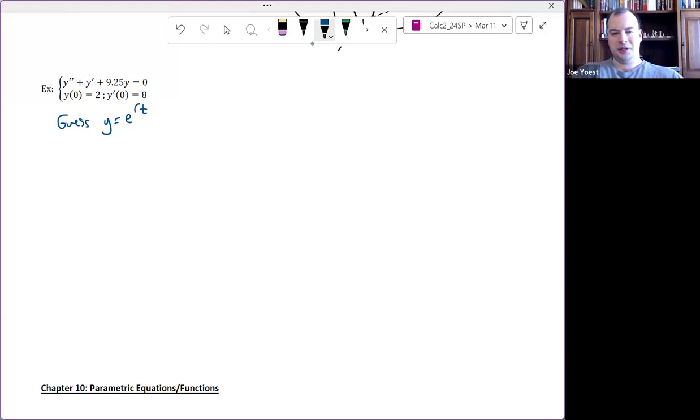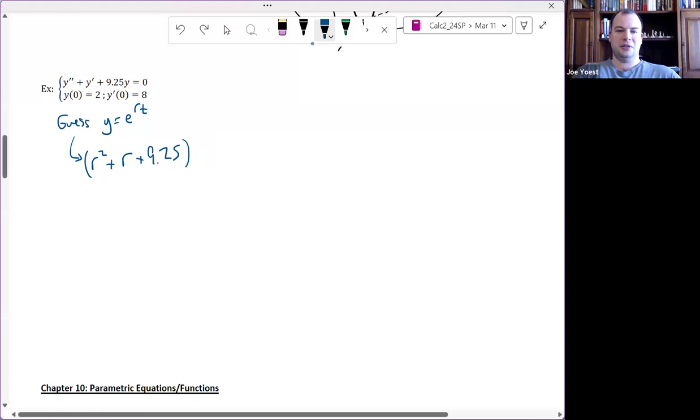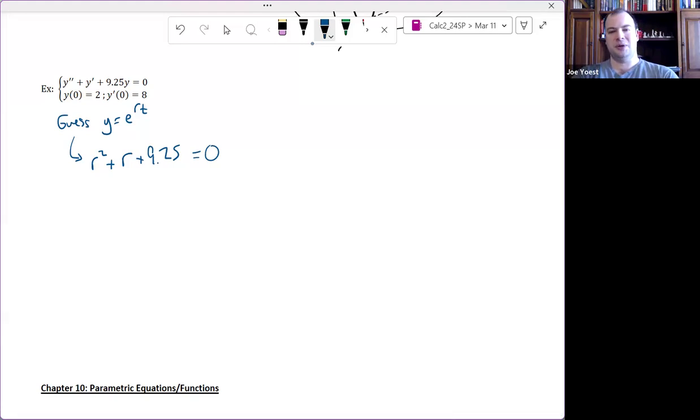So I guess y equals e to the rt. I know this gives me the characteristic equation. Well, two derivatives from y double prime pops out an r squared, one derivative an r, plus 9.25. I'm always kind of tempted to write an r here, but remember, this is just 9.25y, 9.25 e to the rt. Remember, this would be e to the rt equals 0. But then we know that the e to the rt just divides out. So we get our characteristic equation: r squared plus r plus 9.25 equals 0.